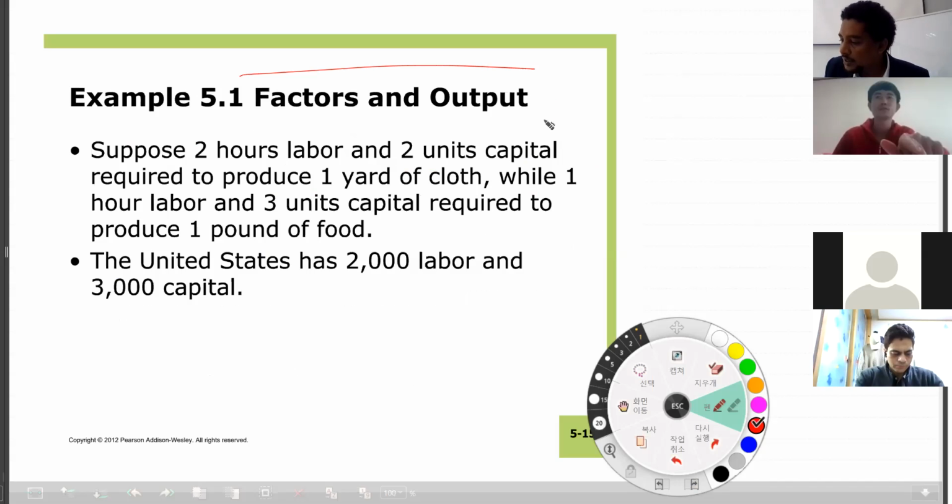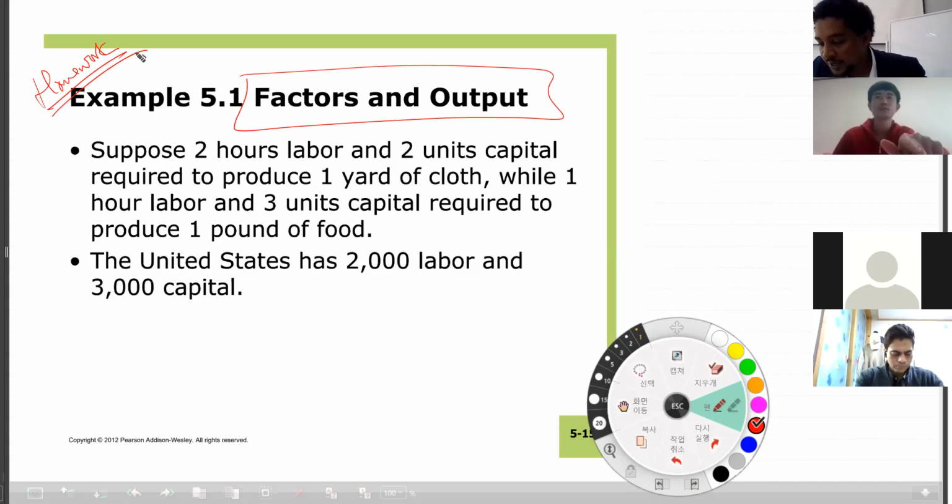I'll leave this as, okay, you exercise this as a homework. Okay, so not homework actually, the answers are already given, then you can exercise. But simply put, as I've said, suppose it says 2 hours of labor and 2 units of capital are required to produce 1 yard of clothes, right? And 1 hour of labor and 3 units of capital are required to produce 1 pound of food, right? Then the United States has 2,000 labor and 3,000 capital.